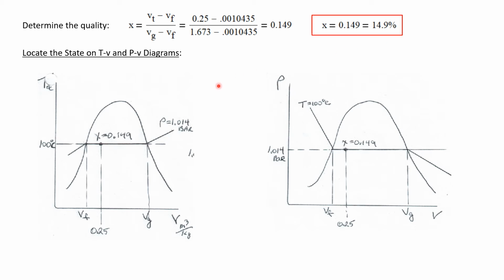So let's plot this state on a T-v and a P-v diagram. On a T-v diagram, a constant pressure line goes up to the right.